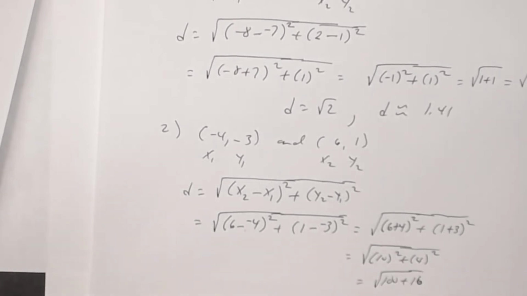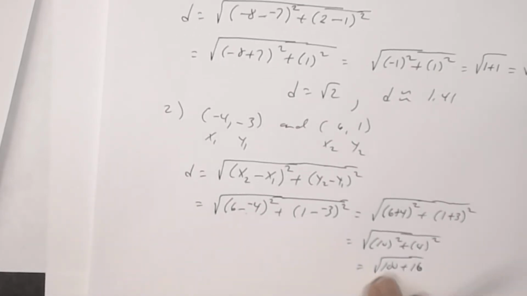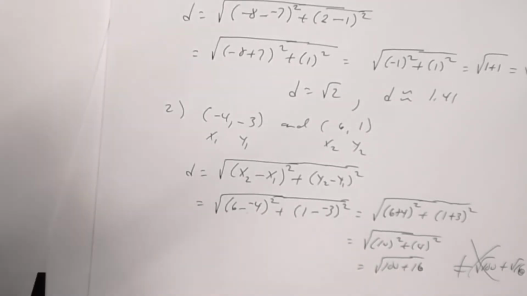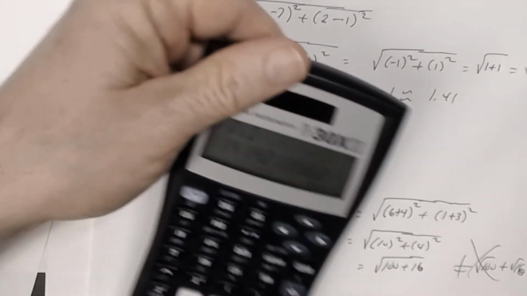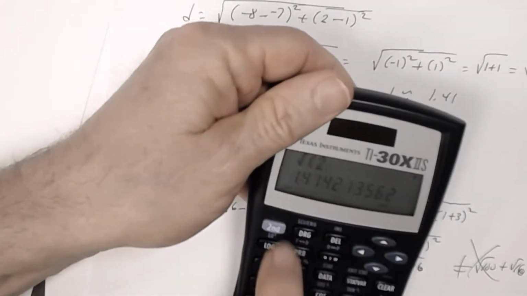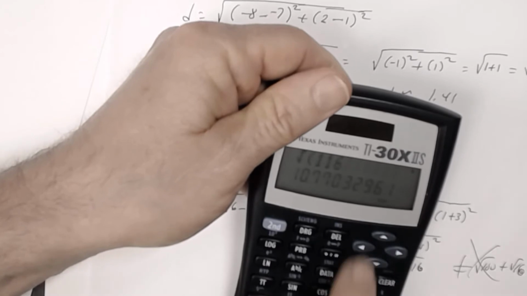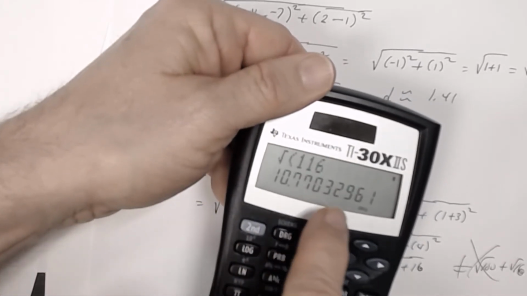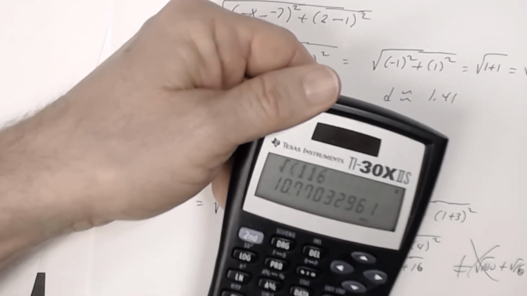Now be careful, don't make the mistake and say the square root of 100 plus the square root of 16. That's not true. That's not the square root of 100 plus the square root of 16. So don't say that the square root of 100 is 10, the square root of 16 is 4, so that's 14. That's not 14. Because look, if I do the square root of 116, 100 plus 16, the square root of 116 is not 14, right? It's 10.770 and so on.